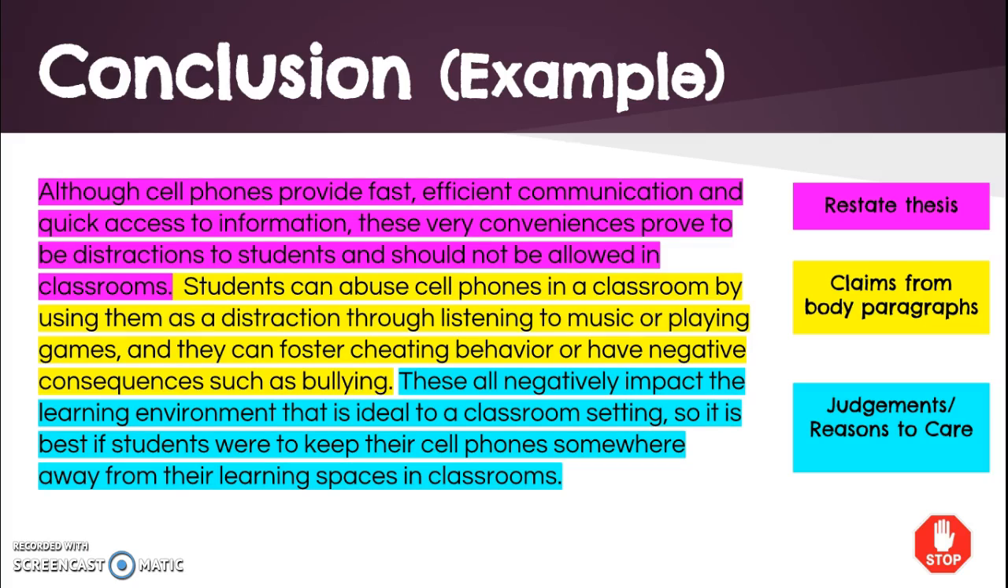Here is your highlighted conclusion paragraph. You see that this thesis is restated, so it still has the main points that students should not be allowed to have cell phones in classrooms. We see that the claims from our body paragraphs are restated in one sentence, so they talk about distractions, how they can impede learning, and then also how they can lead to cheating or negative consequences. And then there's a final judgment. So what? Why did you write this and what do you want your reader to do next?